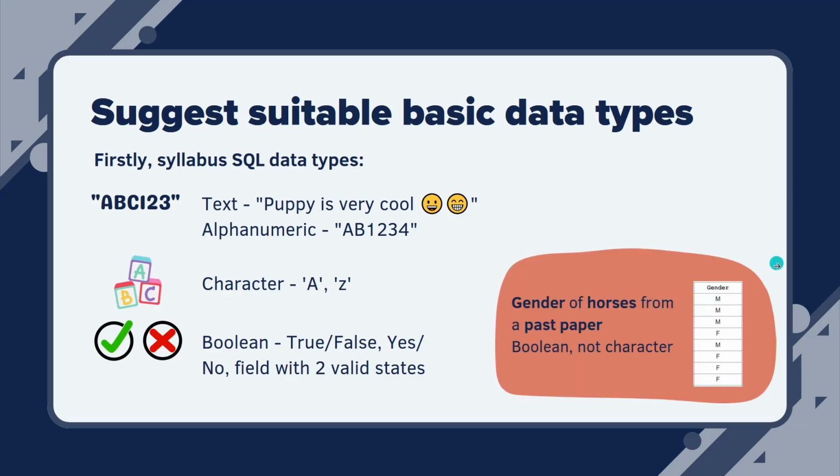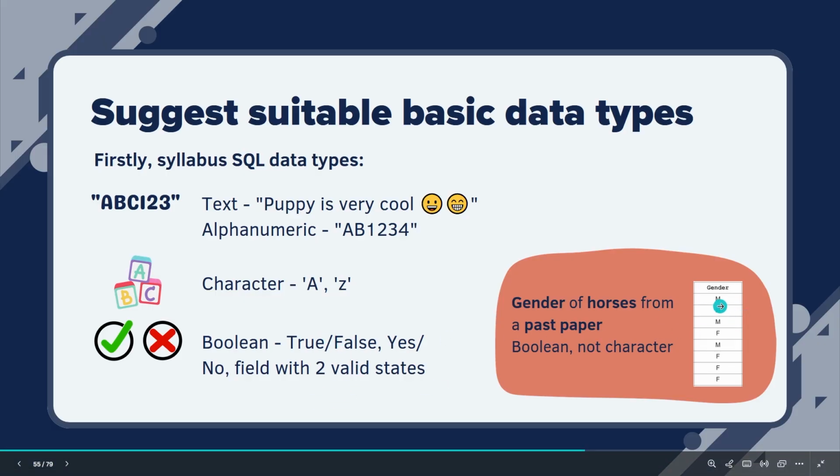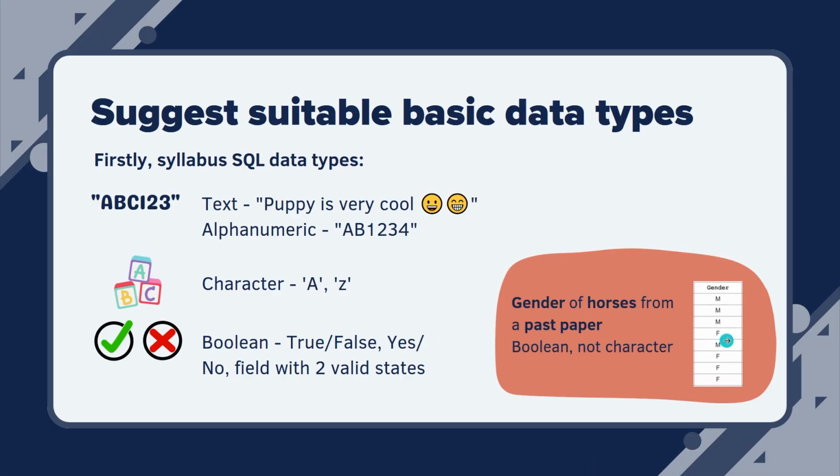For example, in a past paper, there was an SQL table with horses, and it included the gender with M and F, and you would call it Boolean, not a character, because it's not even true or false, but it's M or F, so, two valid states rather than a character. Note that these are gender of horses. I am not making any comments whatsoever.